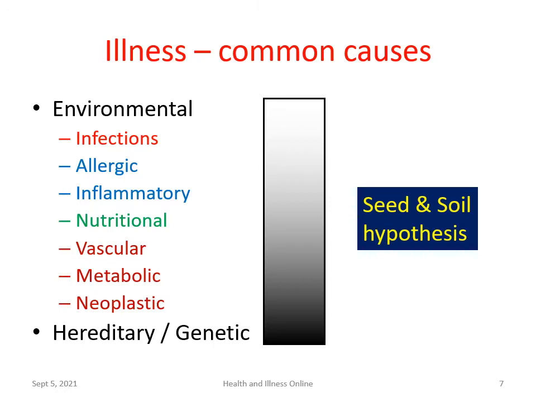What you see on the right side of the screen is the seed and soil hypothesis. What is the seed and soil hypothesis? It means that for a seed to grow, it has to go into the right soil, and only then it grows. So here, environmental factors many times would produce disease if they occur in genetically predisposed individuals.